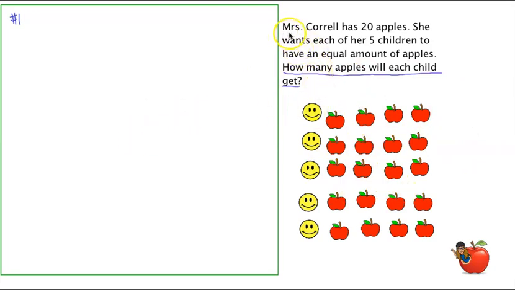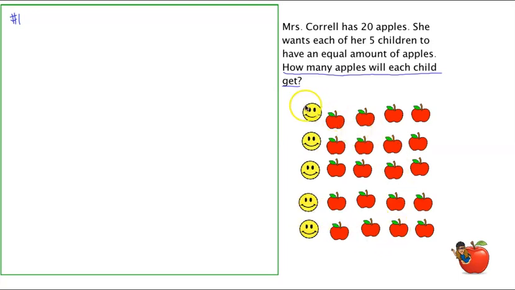All right, let's go back and read the problem. Mrs. Carell has 20 apples. Okay, I can see some apples down here. She wants each of her 5 children to have an equal amount of apples. So remember, division is splitting things into equal groups. Equal amount of apples for each kid.